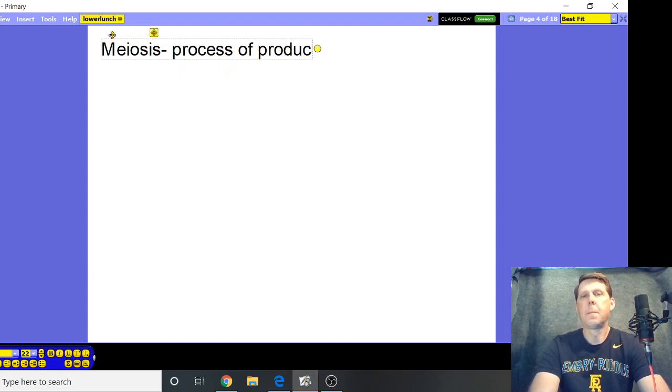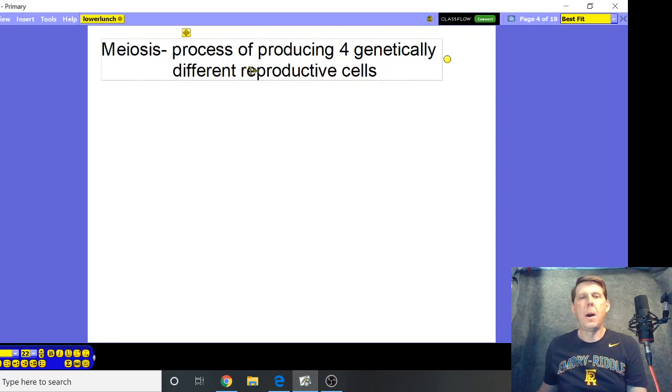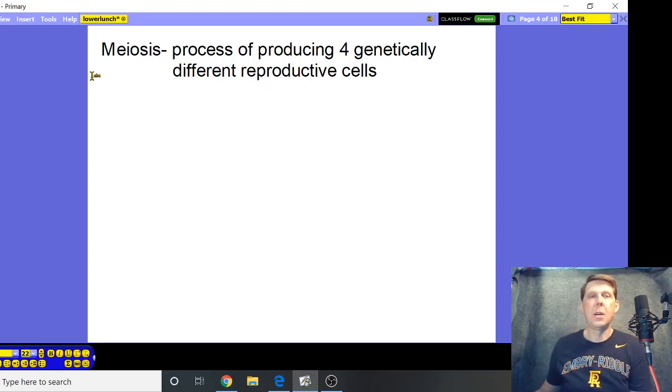producing 4 genetically different reproductive cells. Now, notice how that's different than mitosis, where you are getting 2 genetically identical cells. Those are the body cells. In meiosis, we're producing 4 genetically different reproductive cells.